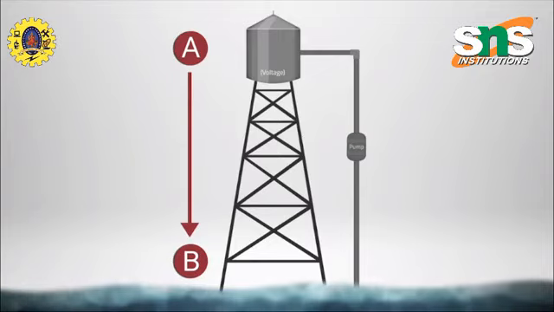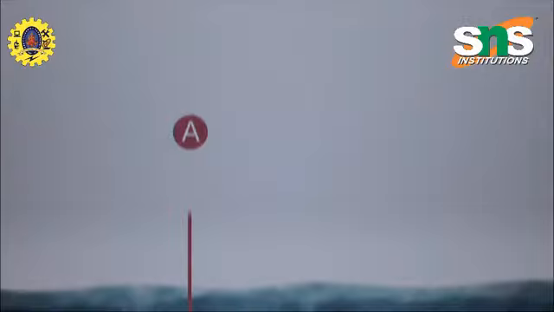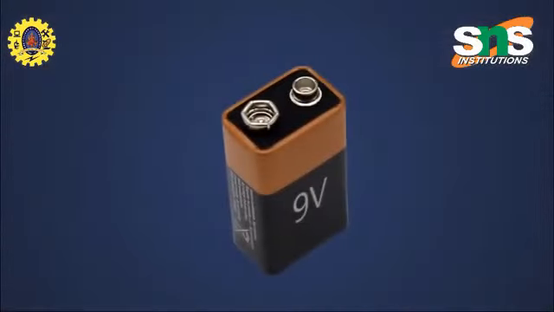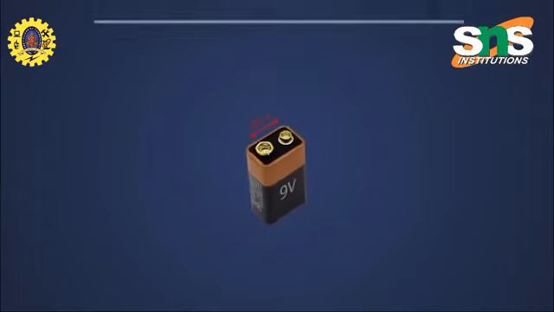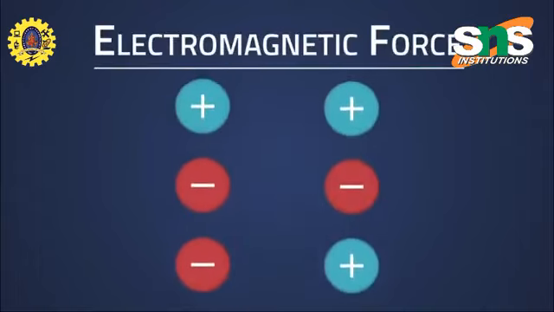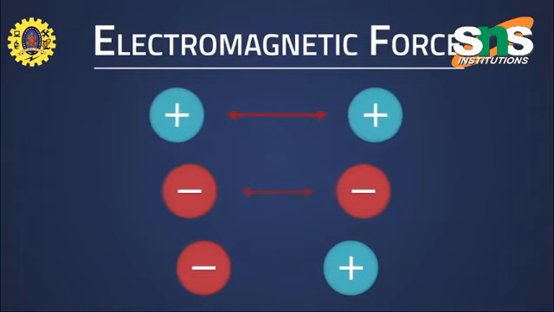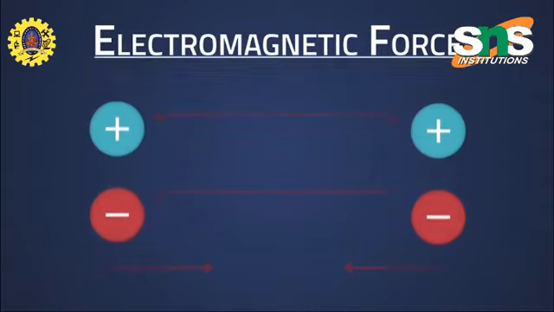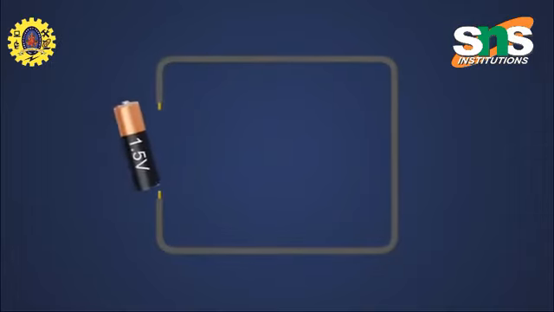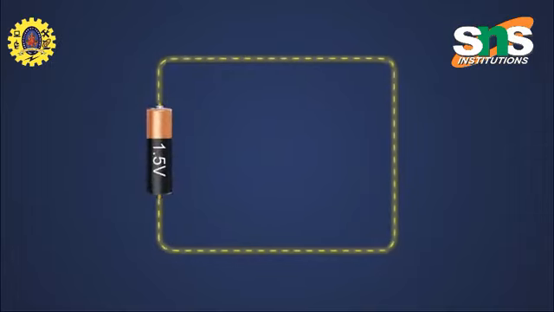If the height increases, the potential energy increases, which means the voltage value also increases. We consider a 9-volt battery, whose terminals are positive and negative. We consider this positive and negative as the height of the tank, that is A and B, and that is called the electromotive force, EMF. Positive repels positive, negative repels negative, and positive and negative attract each other. Now we consider a 1.5 volt battery.